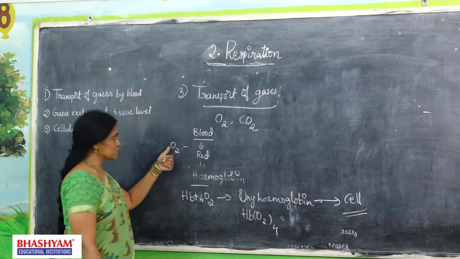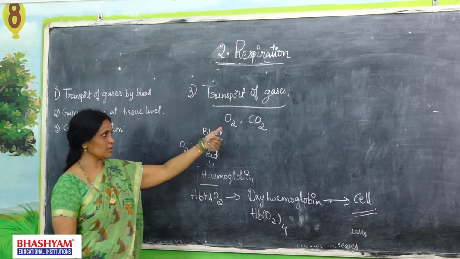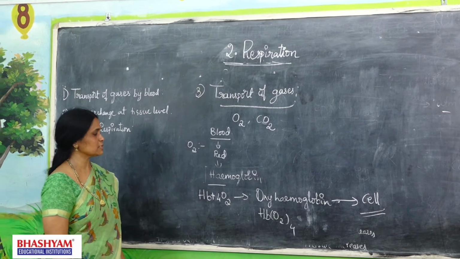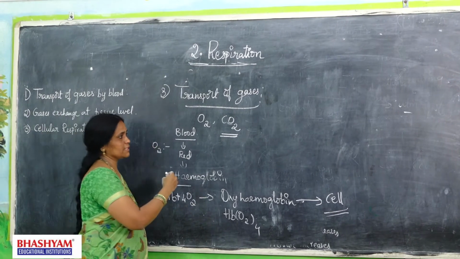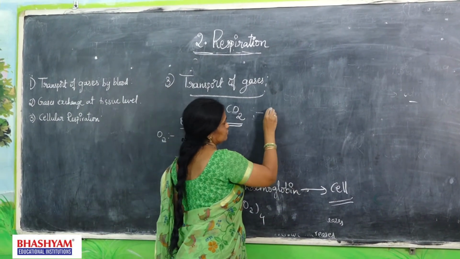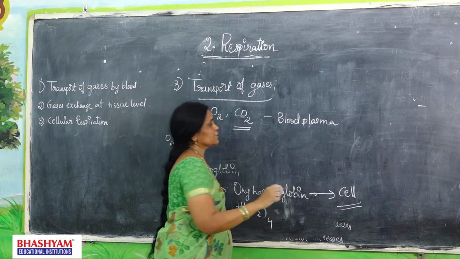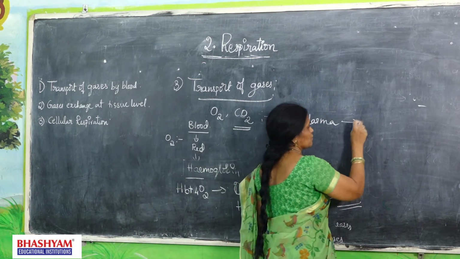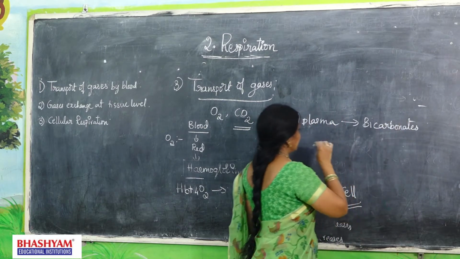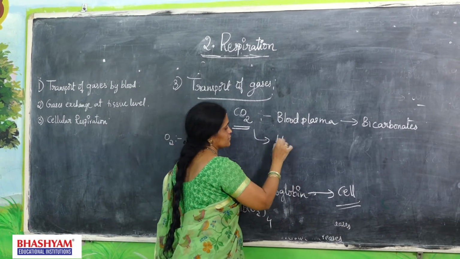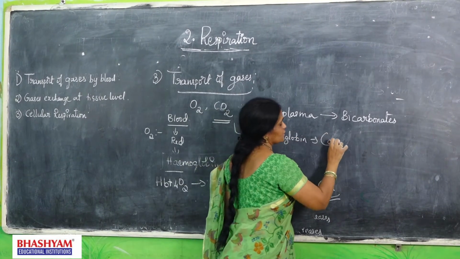So how does transport of oxygen take place? In the form of oxyhemoglobin. Coming to the other gas, carbon dioxide, which is released in the process of respiration, how does its transport take place? Carbon dioxide dissolves in blood plasma and results in the formation of bicarbonates. And a very small amount of carbon dioxide combines with hemoglobin and results in the formation of carboxyhemoglobin.